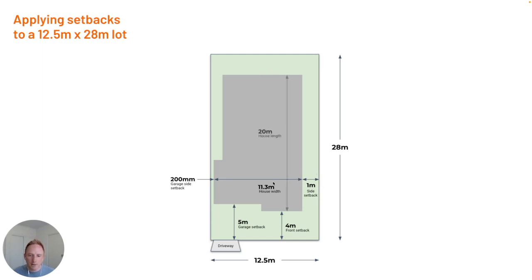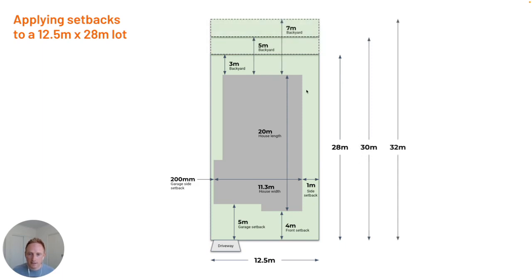Same goes for the depth. So that will be 4 meter front setback. It's a 20 meter house, but it's a 28 meter block. So to work that out, it's pretty simple. Grab your overall lot length, deduct your house length, and deduct your front setback. Will give you your backyard. Okay, so that's just an understanding, hopefully, a little bit more on setbacks. And then again, if you're applying those to the deeper lots, you'll just have pretty much a bigger backyard.